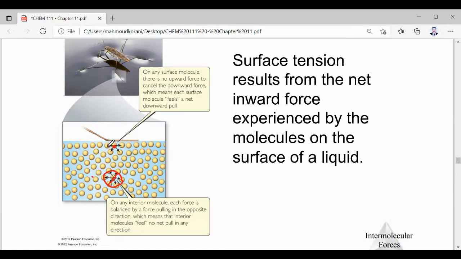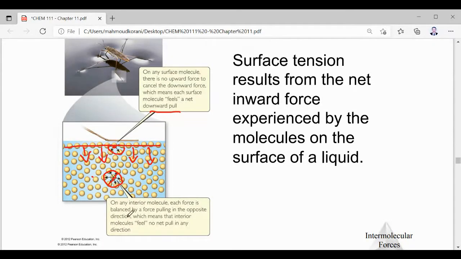Why? Because there are downward molecules which pull it downwards, and there are no upward molecules that balance the pulling in the bulk. So you could expect that the surface molecules of the liquid will be pulled down by the force into the bulk of the solution. This is surface tension. On any surface molecule there are no upward forces to cancel the downward forces, which means each surface molecule feels a downward pull.